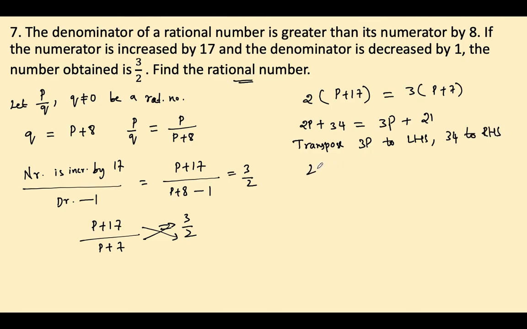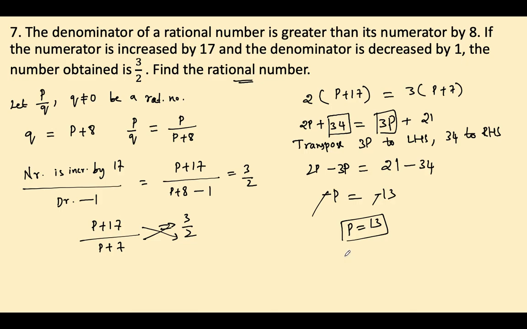What do you get? You get 2p. Now 3p here has a positive sign. When it is transposed, it will be minus 3p, is equal to, we have a 21 here, and this 34, when it is transposed to the other side, here it is positive, when it comes to the other side it will be negative. What is 2p minus 3p? It is minus p. 21 minus 34 is minus 13. Minus and minus will be cancelled, leaving you with p is equal to 13.